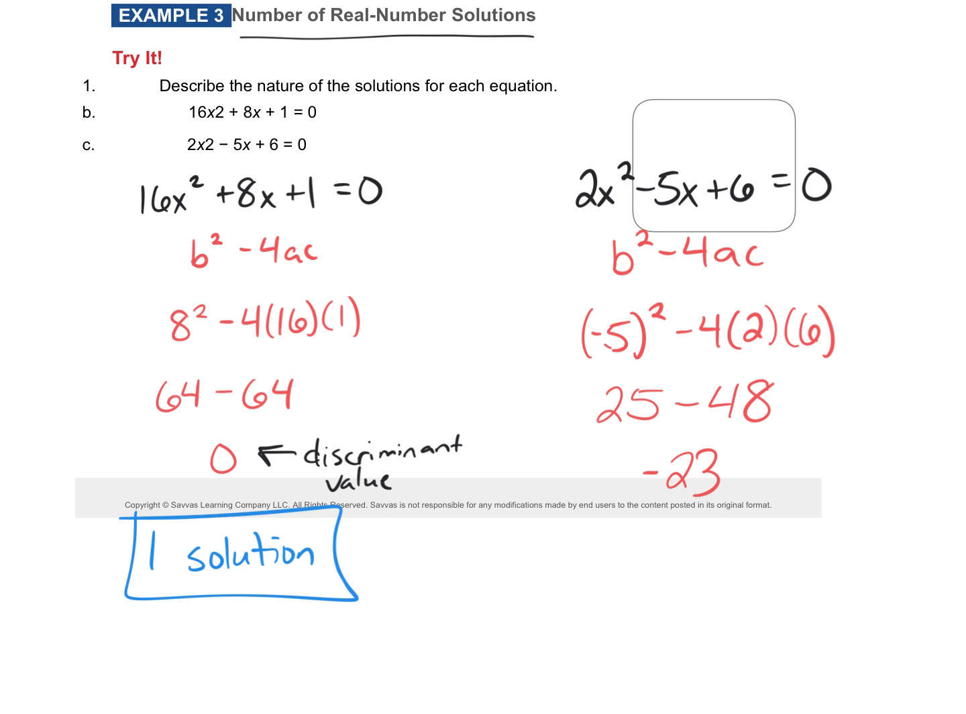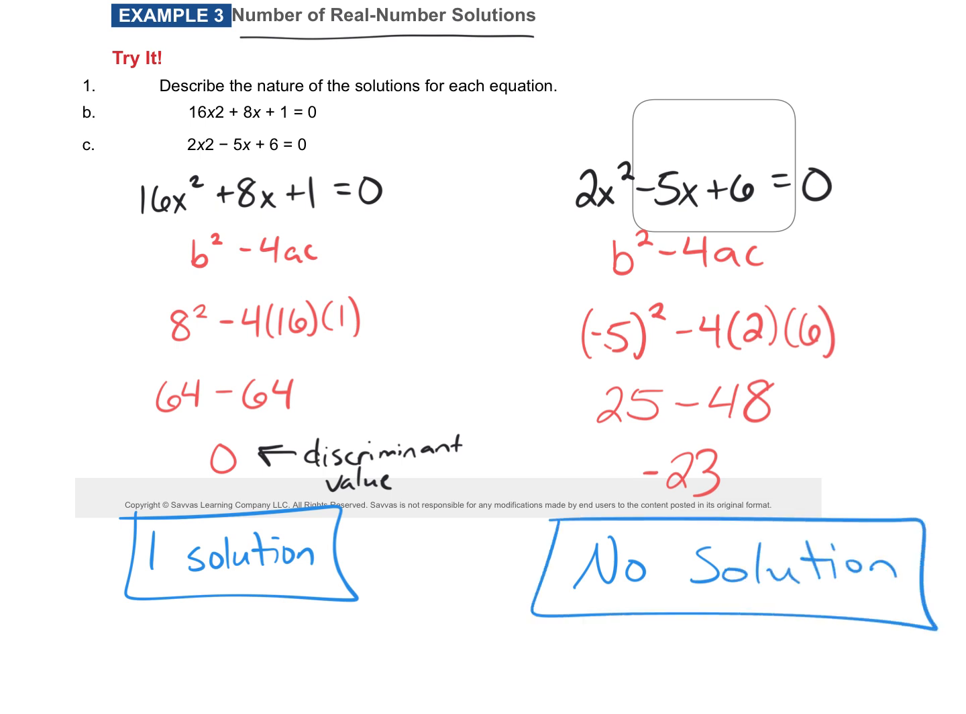Aiden, why did you say no solution? Because it's negative. Good.